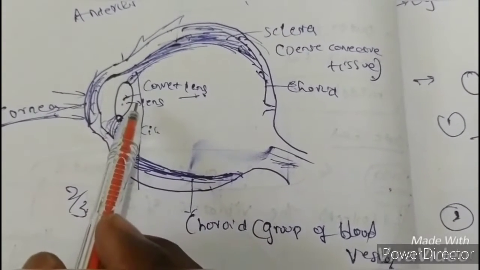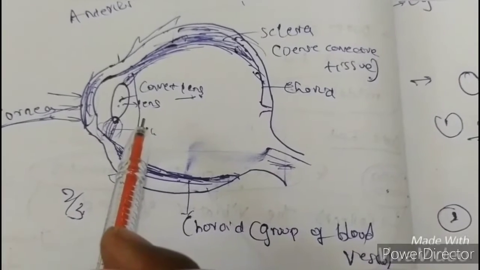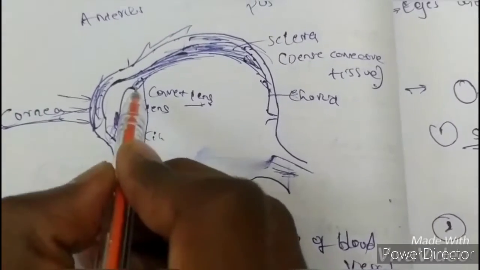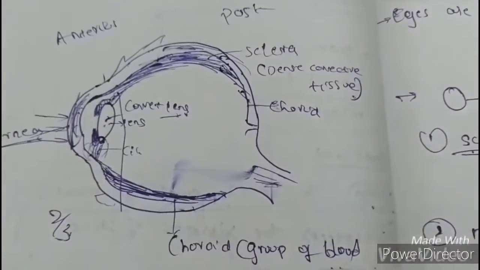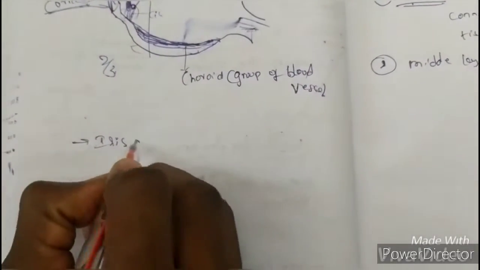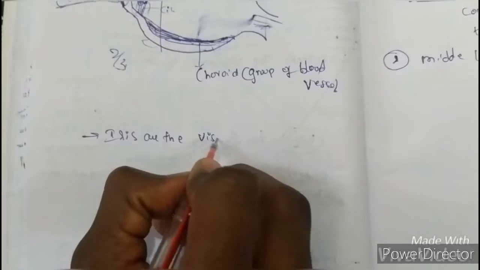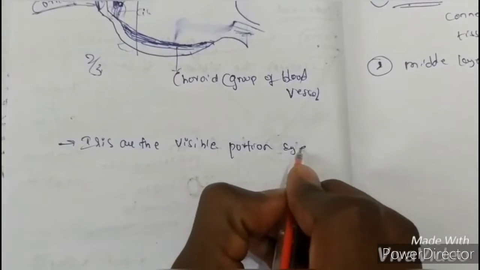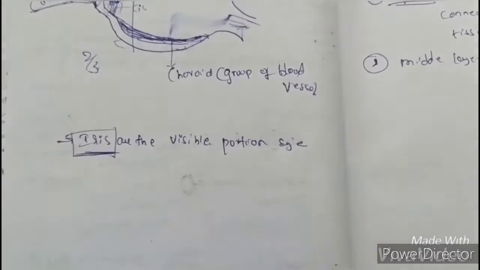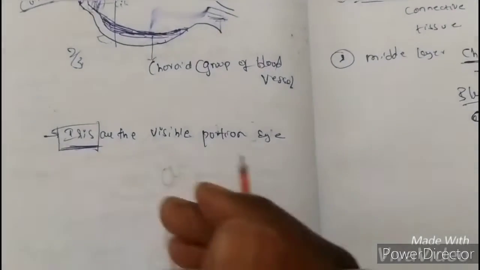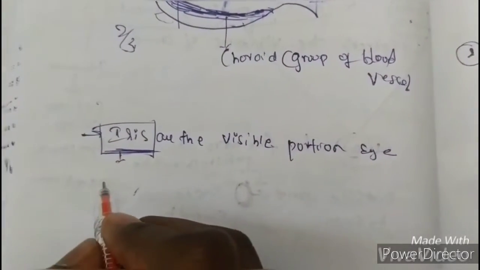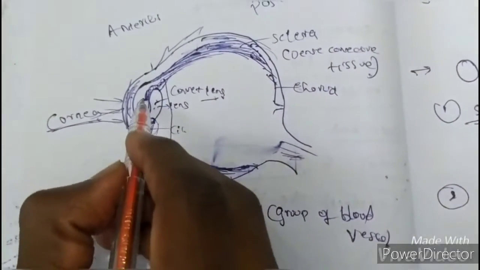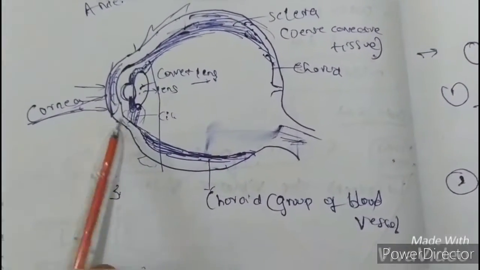The ciliary body itself continues forward to form the pigmented opaque structure called iris. Means here the ciliary body extends itself to form the iris. Iris is the visible portion of the eye. Very important. They may ask which is the visible portion. Iris is the visible portion of our eye, and this iris controls how much light enters. You can see this is called pupil. Iris will control the entry of light through the pupil.